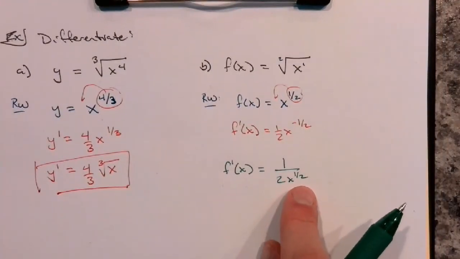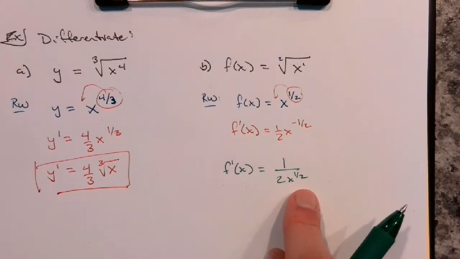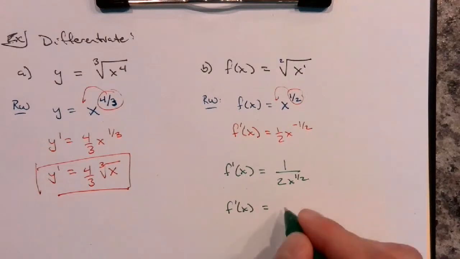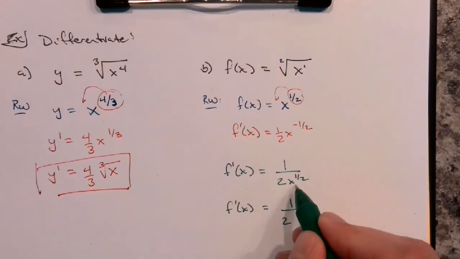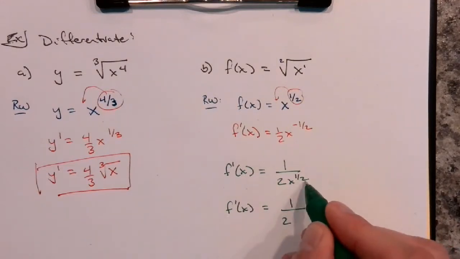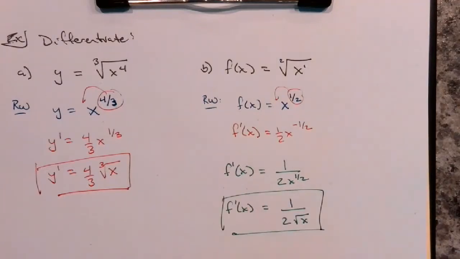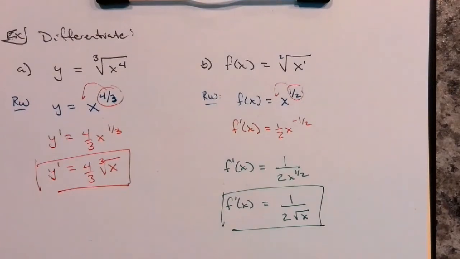And then think about how you can rewrite that. If you see a rational exponent, it tells you can write it as a root. So this is going to be f prime of x equals 1/2, and then x to the 1/2. Remember, the denominator tells you about the root, so it's the square root of x to the first power, so the square root of x. And that would be the simplified form.